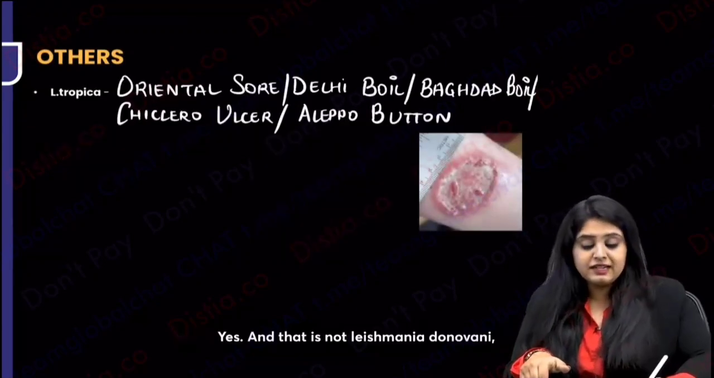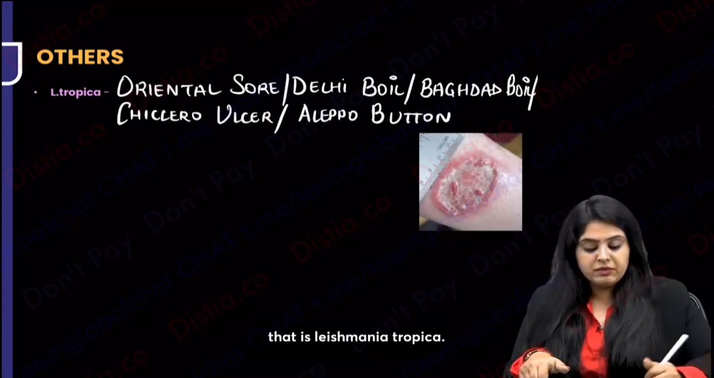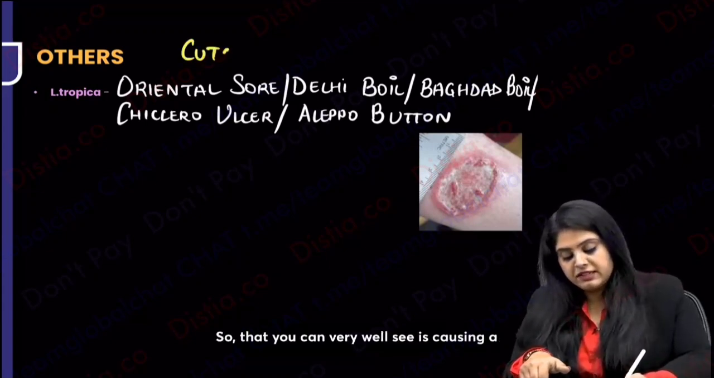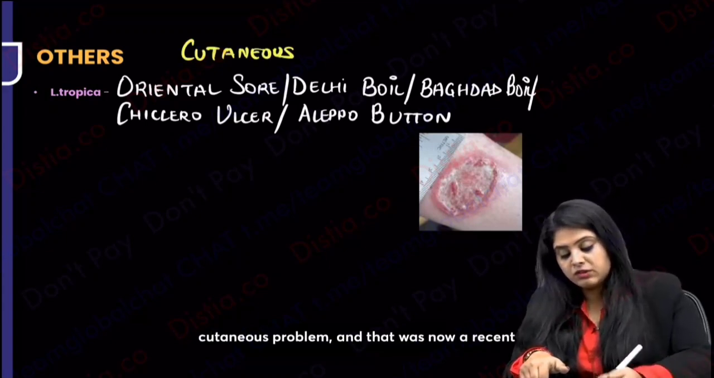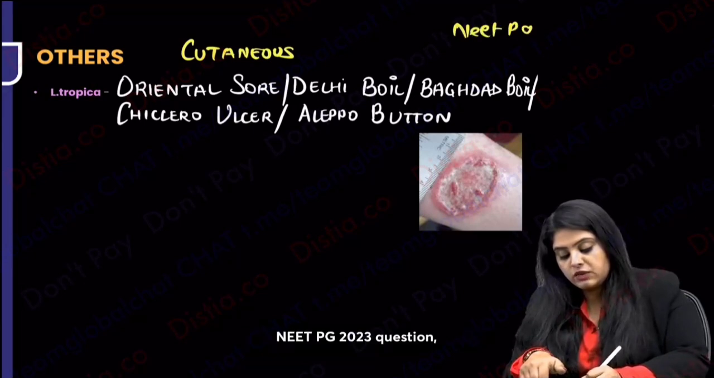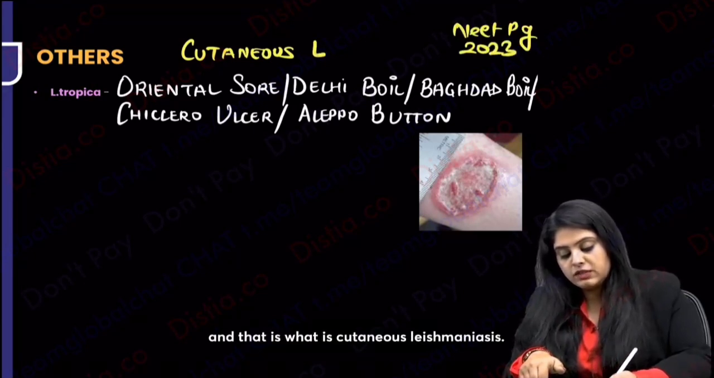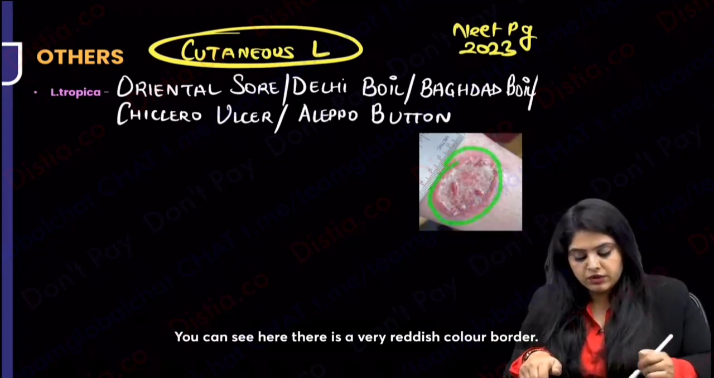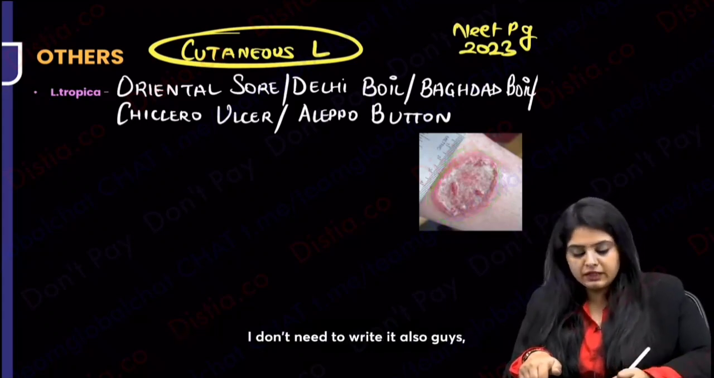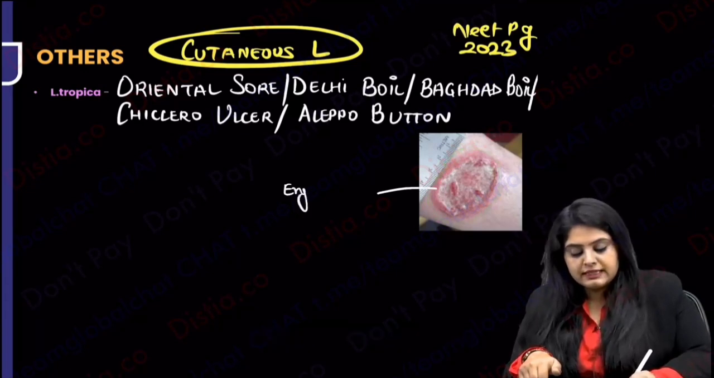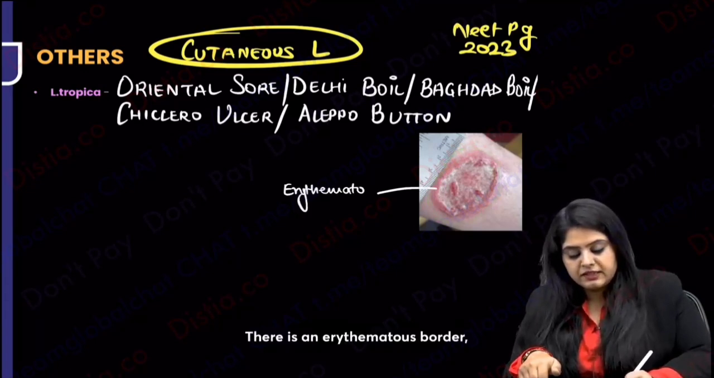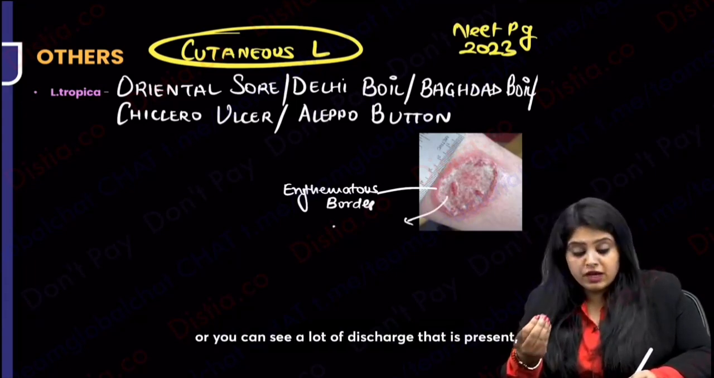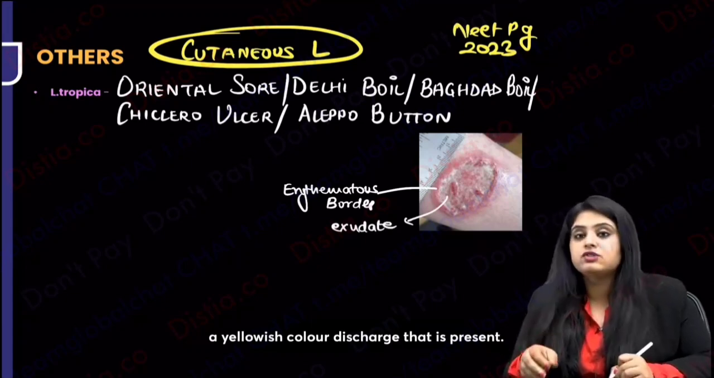Yes. And that is not Leishmania donovani, that is Leishmania tropica. So that you can very well see is causing a cutaneous problem, and that was a recent NEET PG 2023 question. What is cutaneous leishmaniasis? You can see there's a very reddish color border. You can describe it on your own. There is an erythematous border, and in the center of that border, you can see a lot of exudate, a lot of yellowish discharge that is present.